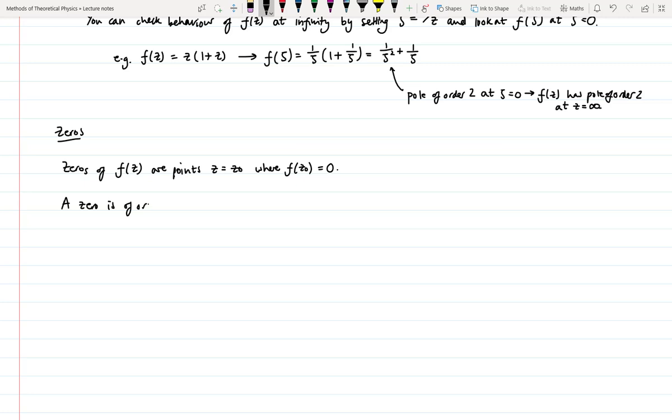A zero is of order m, which is a positive integer, if the function value at that point vanishes, and also the first derivative and all of the derivatives up to the m minus 1th derivative evaluated at that point z0 all vanish as well, but the mth derivative is not 0.